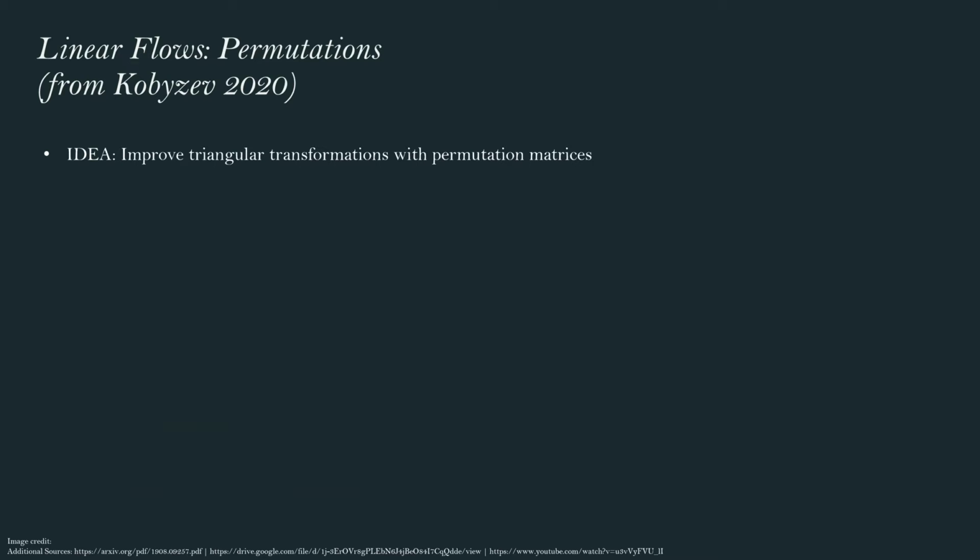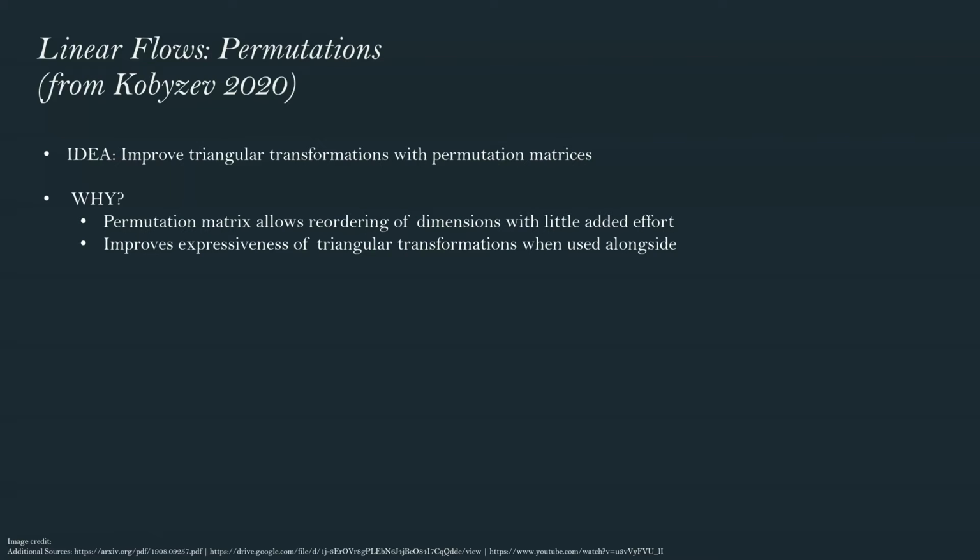So how do we ensure that we can get some more information into, say, X1, whatever the first ones are that have very limited contribution from other variables in terms of correlations? So we can improve this using some permutation matrices. A permutation matrix is just going to allow us to reorder the dimensions with very little overhead. And it's going to improve the expressiveness of our triangular transformations when we use it alongside it.